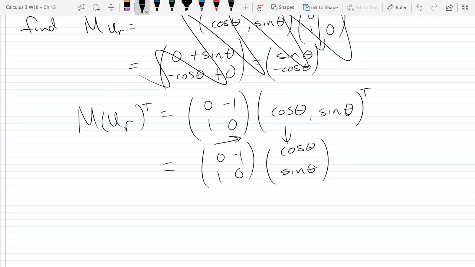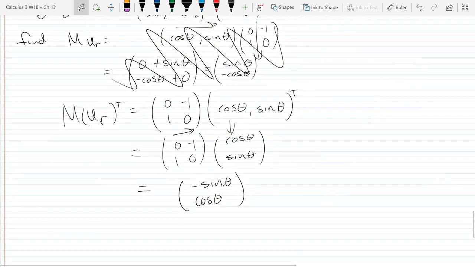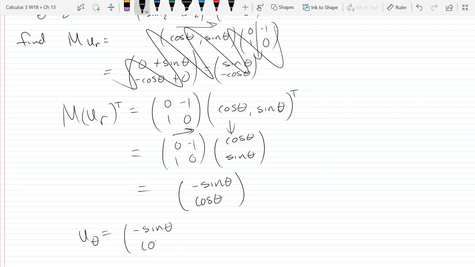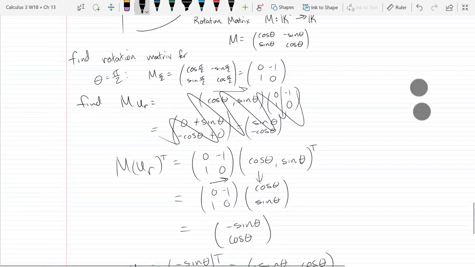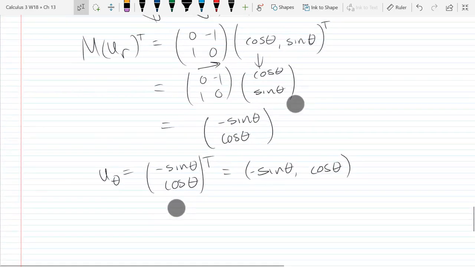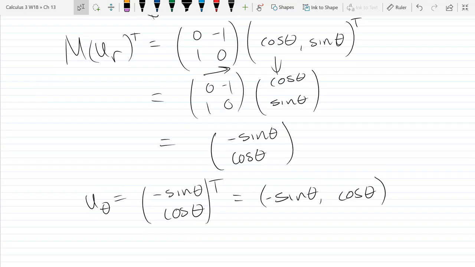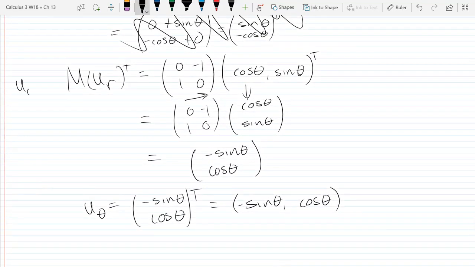Now, multiplication should make sense. We're going to go across the first and down the second. So we got 0 cosine minus sine theta, and then cosine theta plus 0 sine theta. And then I believe we untranspose this to get, hopefully, U theta would be the transpose of this. Transpose it, it's negative sine, positive cosine. And it should be negative sine, positive cosine, yes. So U theta transpose is M times UR transpose.